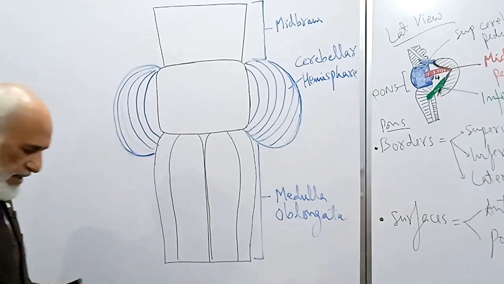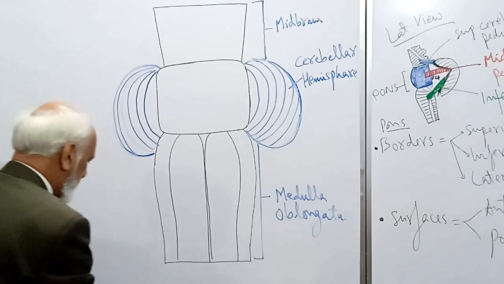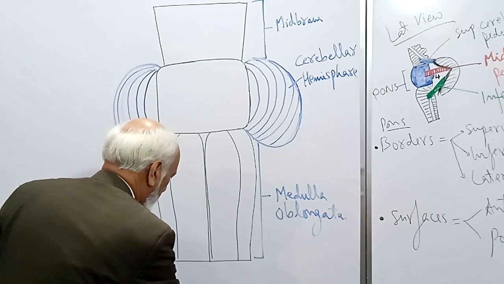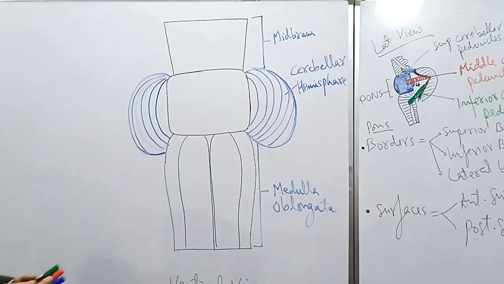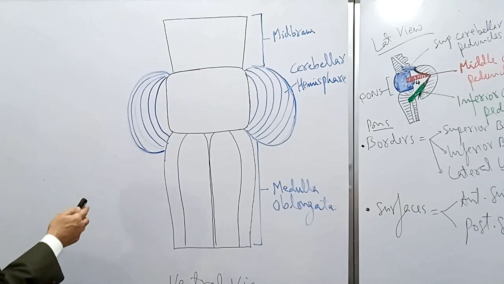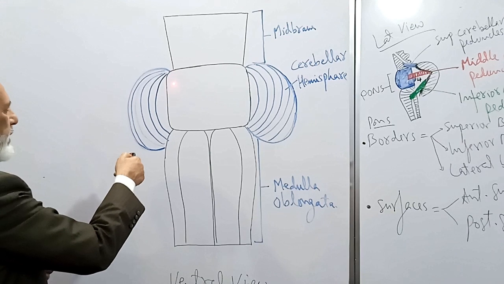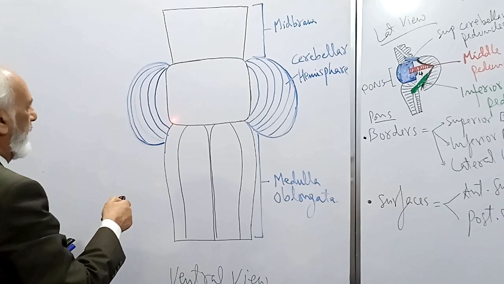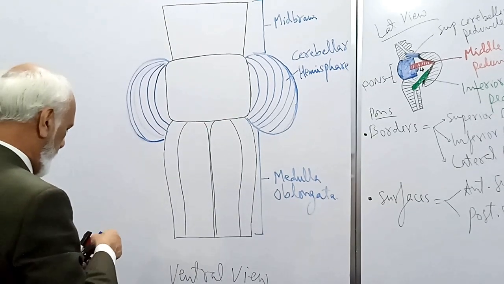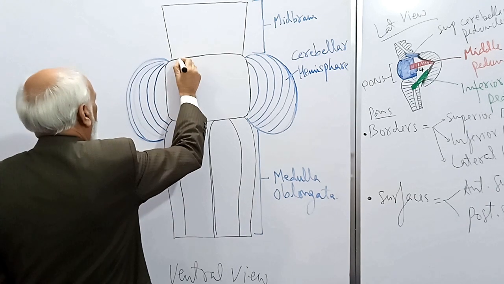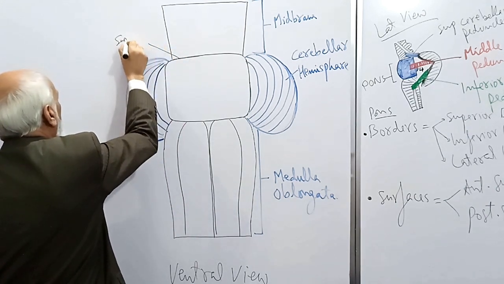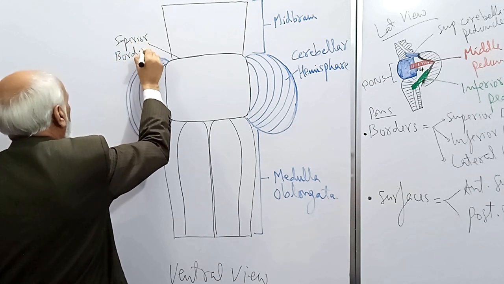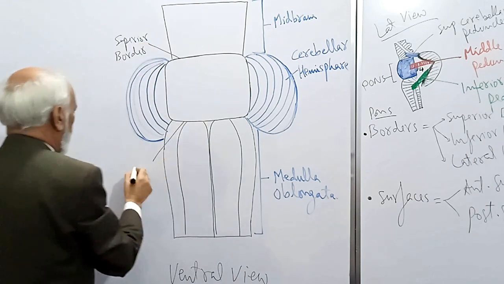Now here, this is the anterior surface of the pons, ventral view. If you look at the anterior surface of the pons, you can see above is the superior border and below is the inferior border of the pons. Now, as I told you before, the pons has two borders, superior border and this is the inferior border.